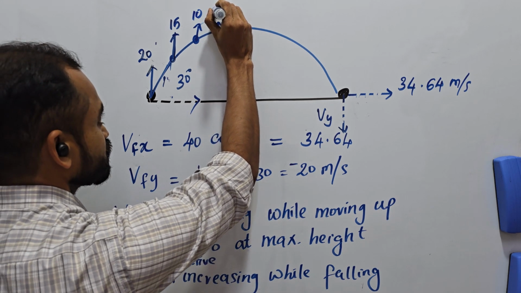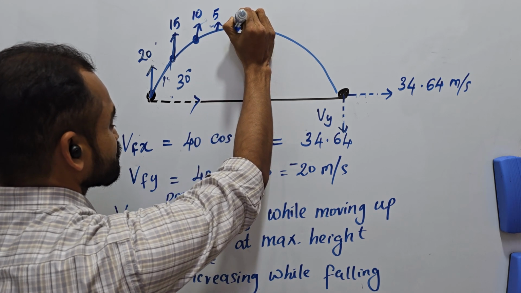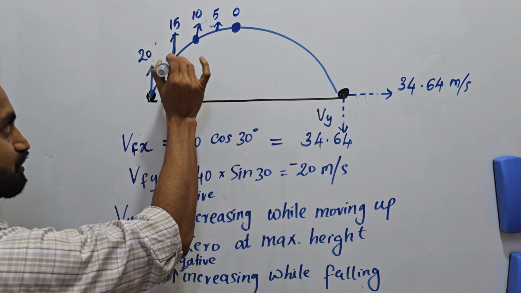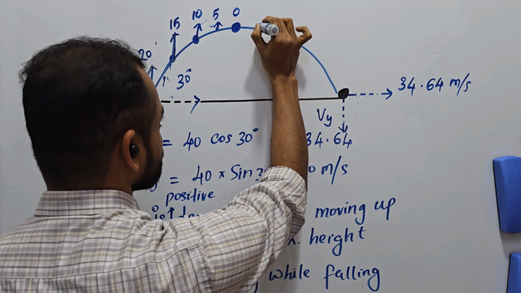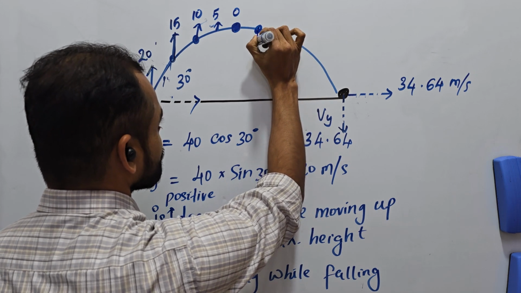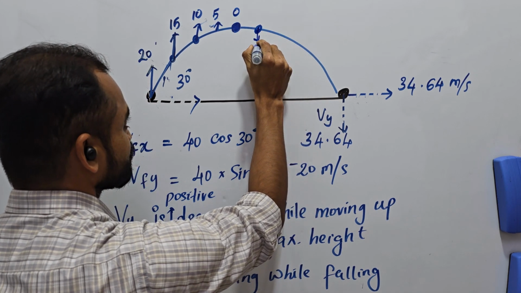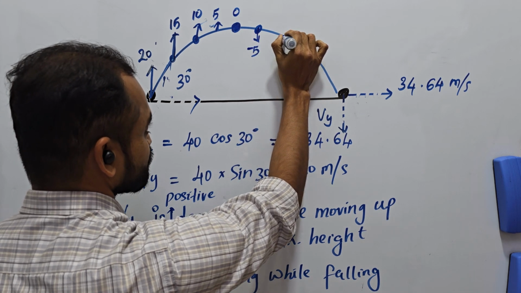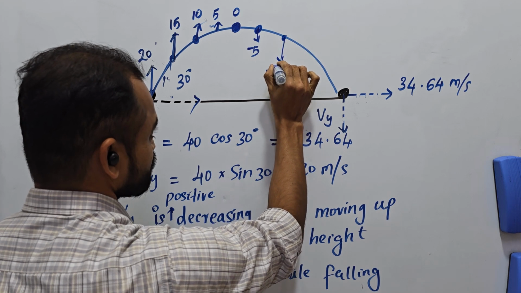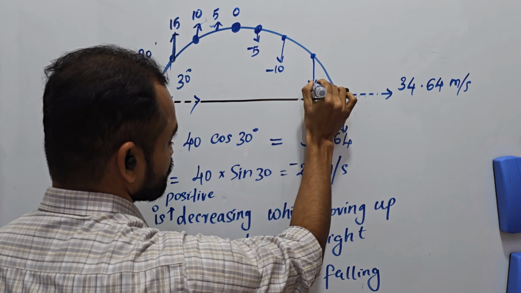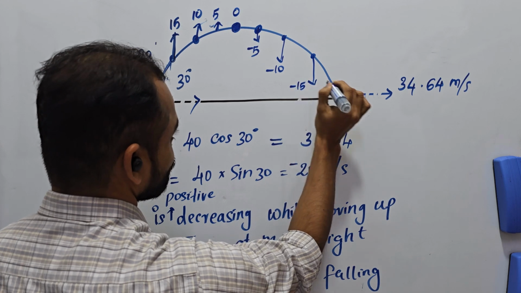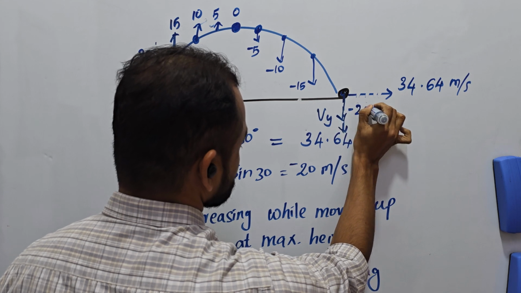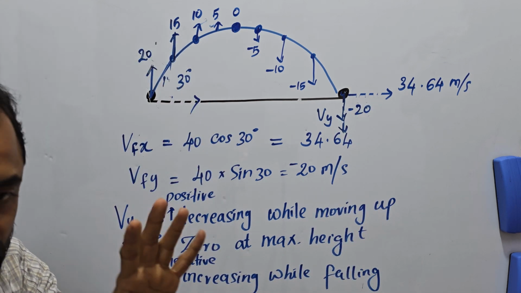Okay, so here 5 meter per second. At maximum height, 0. We are drawing only Vy. If I draw Vx, we will draw after this. From here, what is happening to Vy? Now increasing. Okay, negative 5, increasing, negative 10, negative 15. So we reached here, negative 20.